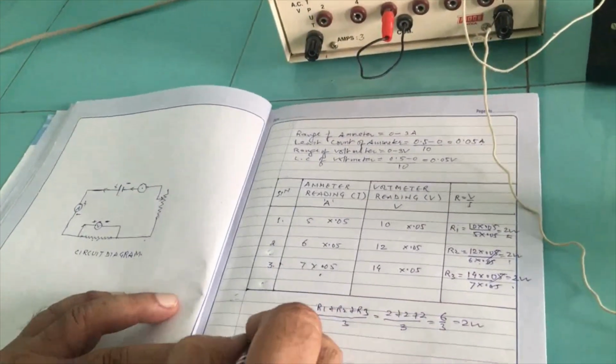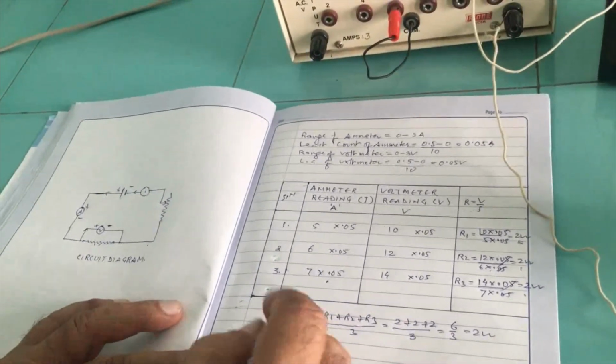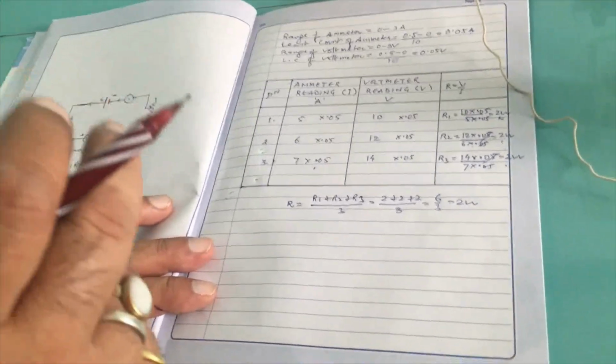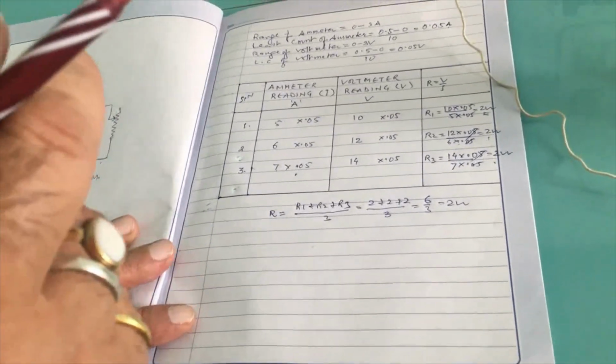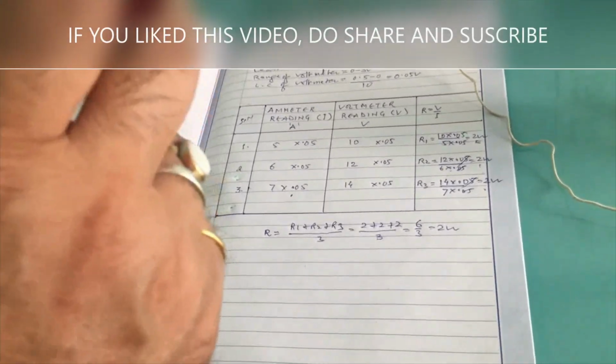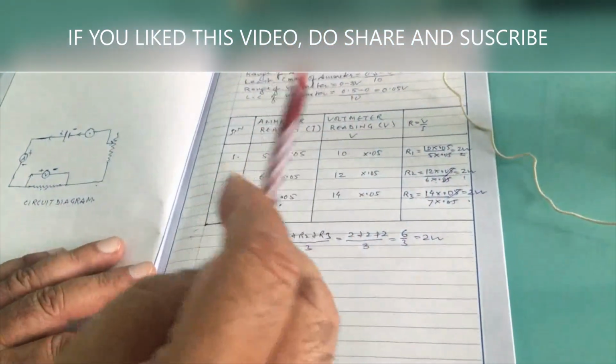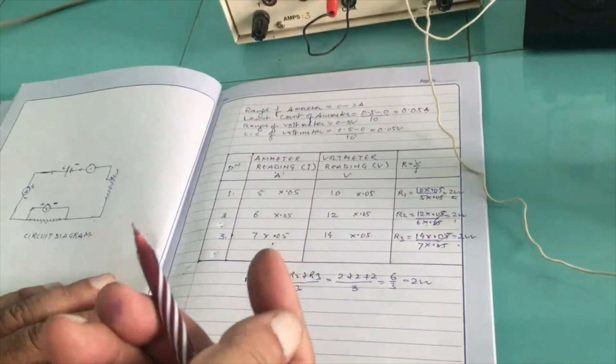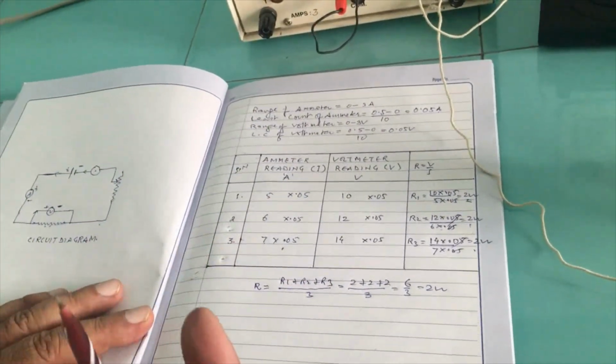Now if you draw the graph between V and I, you will get a straight line. A straight line represents that there is a constant ratio between V and I of this nichrome wire. So hence Ohm's law is proved. Thank you.